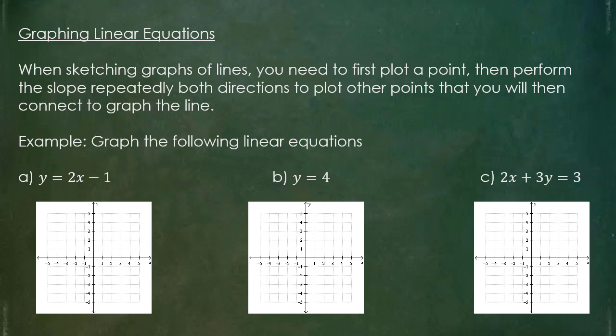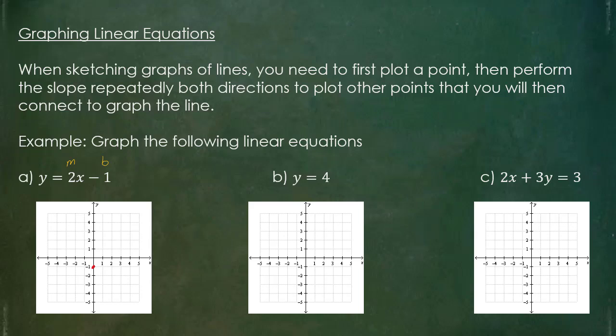So if we look at this first example, notice we have y equals mx plus b format, so that means this 2 must be our m, or the slope, and the negative 1 would be our b value, or the y-intercept. So for this one, I'm going to start at the one point that I should know, which is the y-intercept. Start at negative 1, and then from there, perform the slope in both directions and plot points as I go.